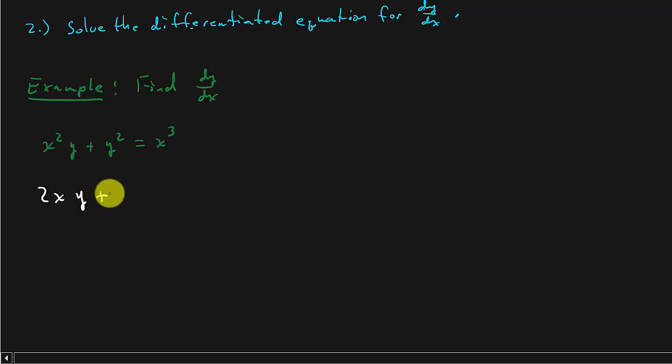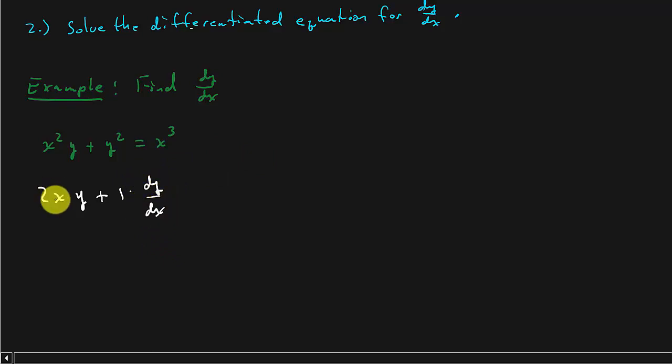So I've got the derivative of the first times the second, plus the derivative of the second. Well, what's the derivative of y? It's 1. And then remember, tack on that dy dx. Let me write that a little better. dy dx.